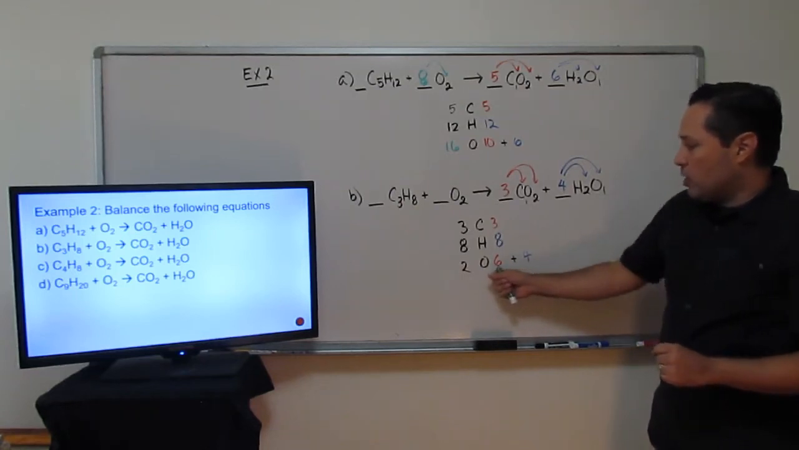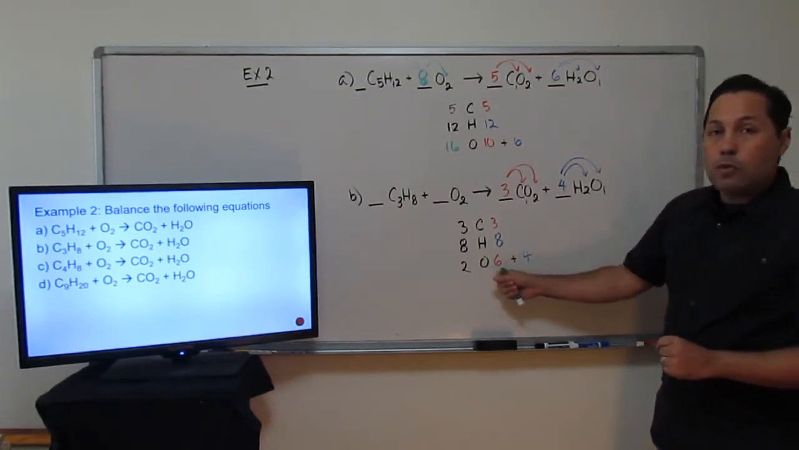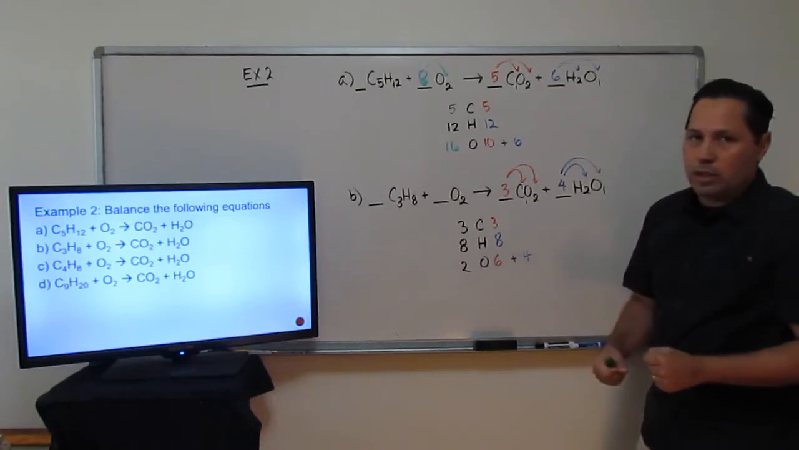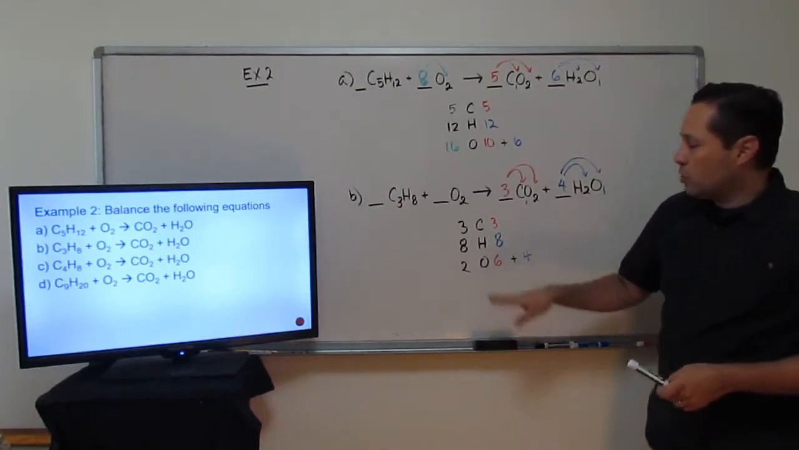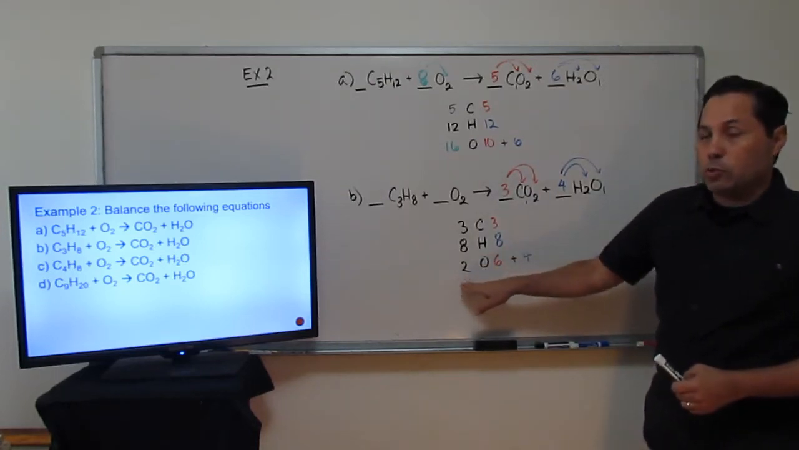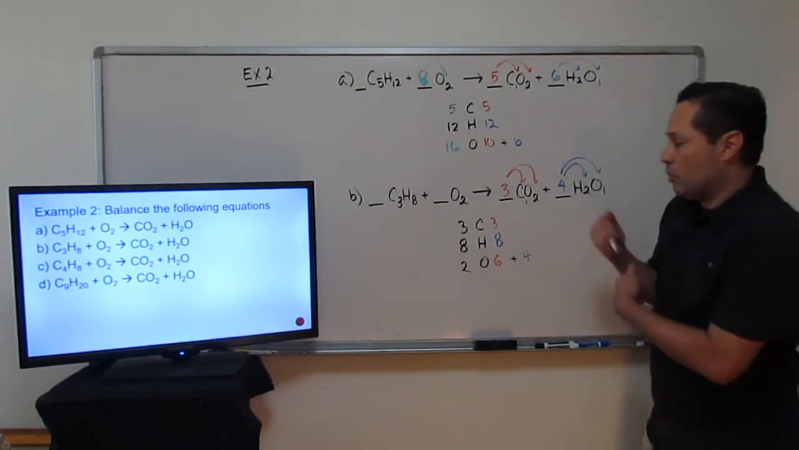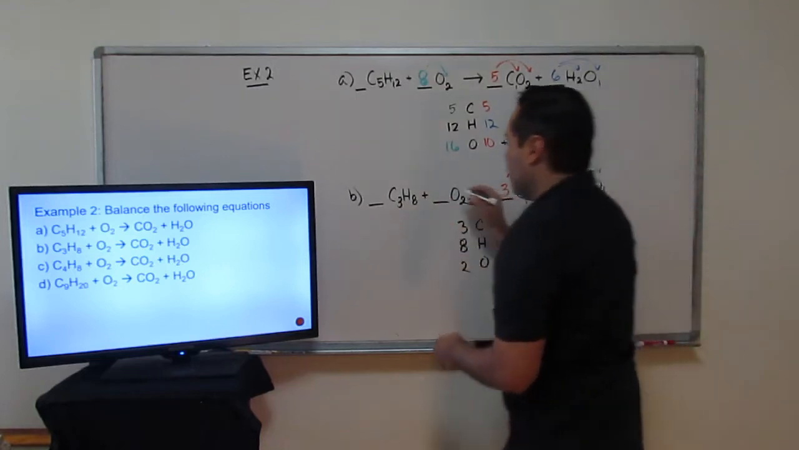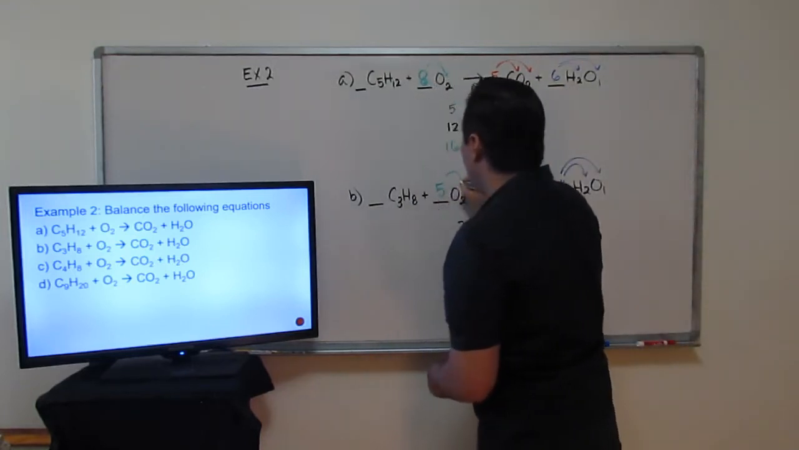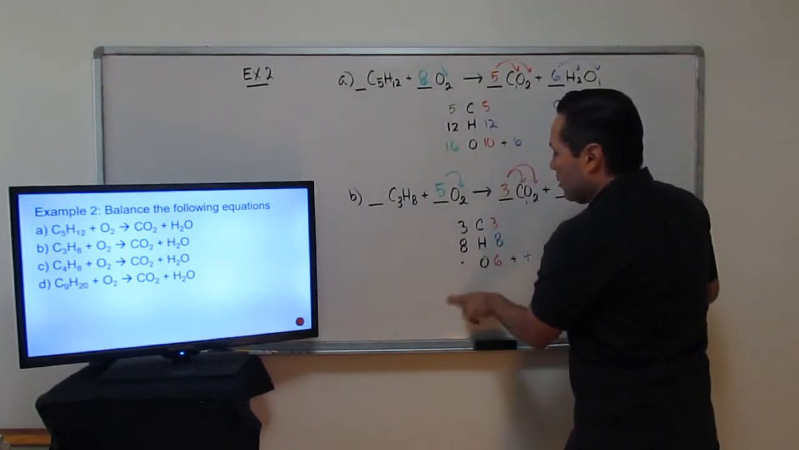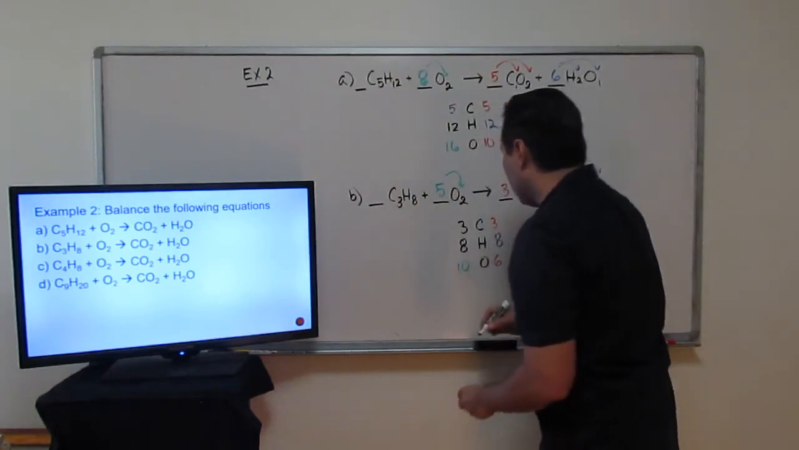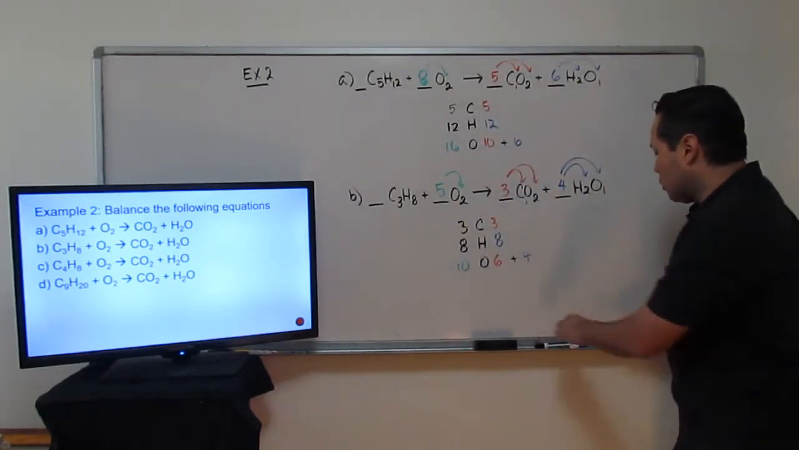But up next, let's deal with the oxygen. We have 10 on the right, only 2 on the left. So same question as always. What number can I multiply this to so it can match the 10? So the answer is 5. 5 times 2 gives me 10. So I'm going to put a 5 on the left hand side. It's 5 times 2, multiply. That will give me a 10. And that will balance the equation.